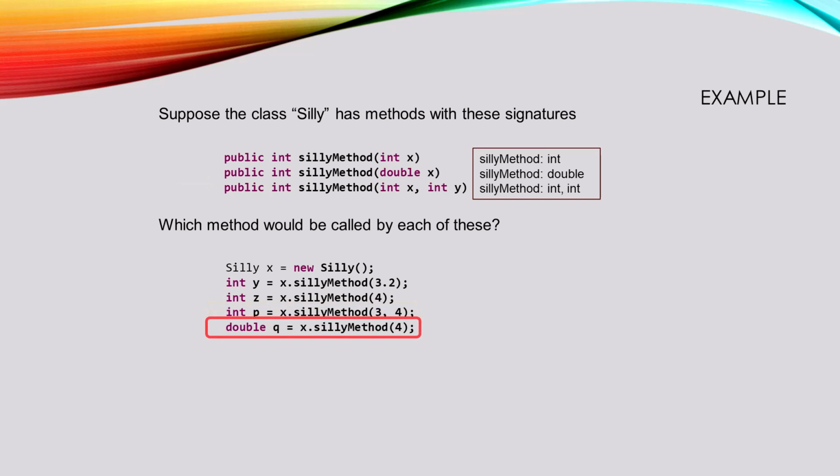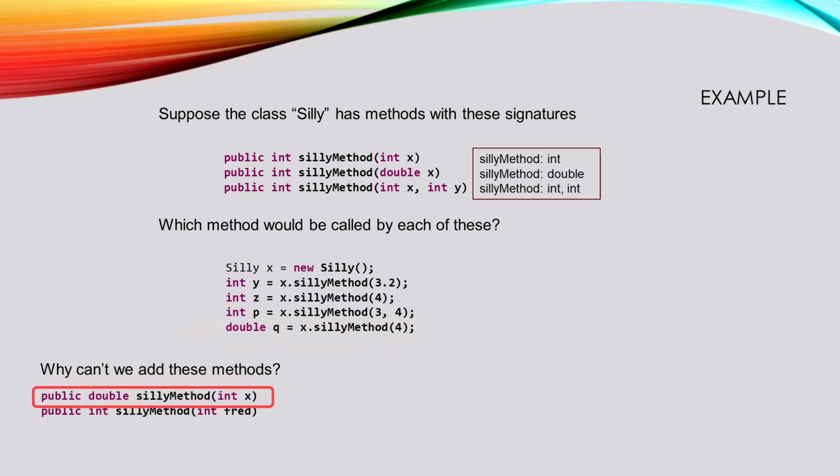This last one might seem a little different, but it isn't. Its argument is an int, but the result is being stored into a double. Remember that the definition of method signature does not include the return type, so the fact that it's being stored into a double doesn't matter. One integer argument means it'll call this method.